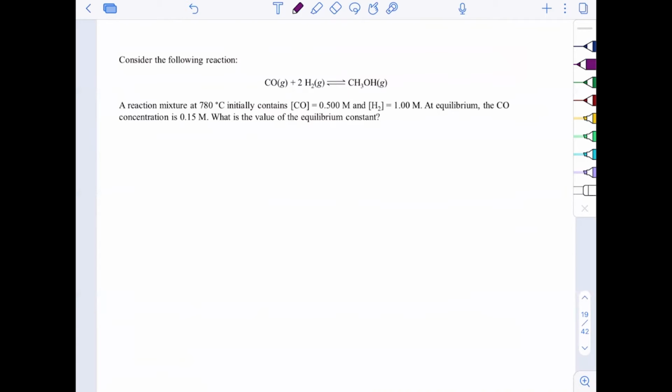Let's start by writing the expression, the law of mass action. Let's write that equilibrium constant K. Product CH3OH to the first power divided by carbon monoxide times hydrogen squared. All right. Now, the original values we are given are initial. They are not at equilibrium.